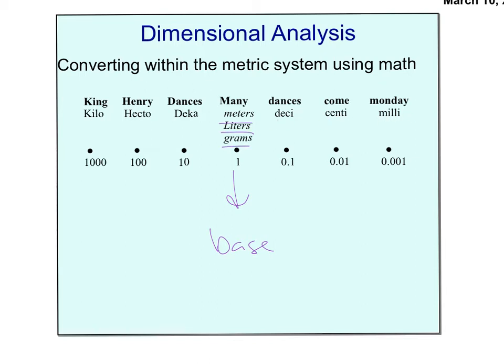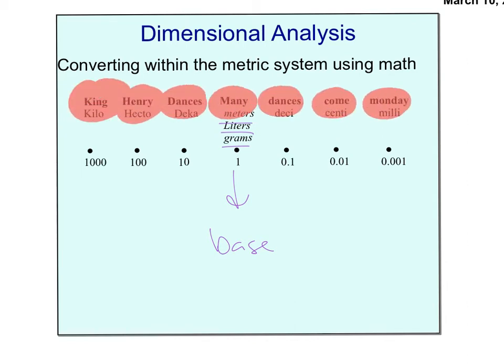So how this works is you could say kilometers, hectometers, decameters, or you could say deciliters or centiliters, milligrams, etc. So these go in front of these main words. This right here, you will get on every quiz and test, so that's not something that you have to memorize. Just for the sake of memorizing though, because it might make your life a little bit easier, I have a little thing that you can use. King Henry dances, many dances come Monday. That's how I remember the order of the prefixes.